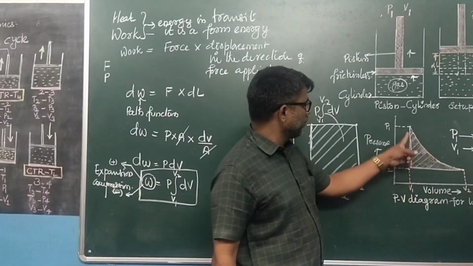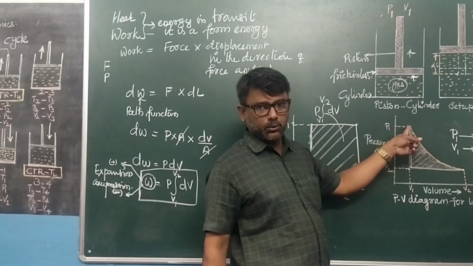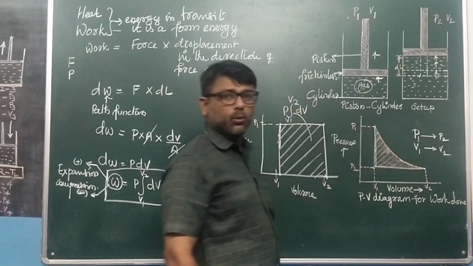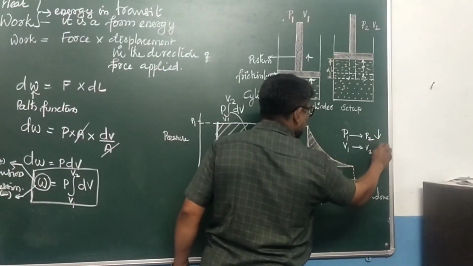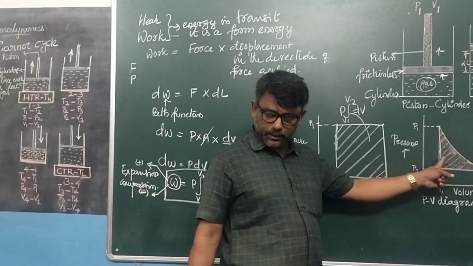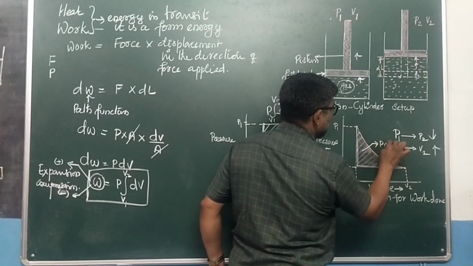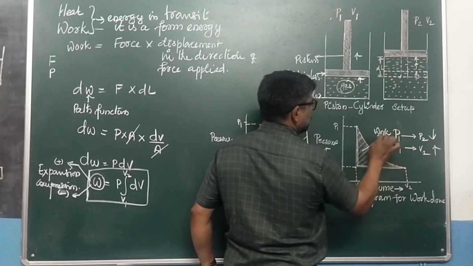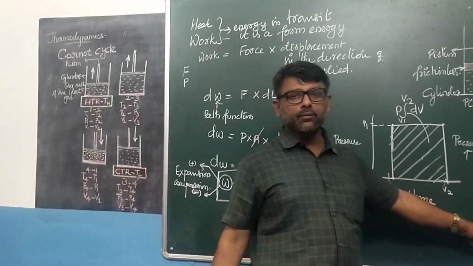Initial pressure P1, upon expansion, inside pressure goes to decrease to P2. Volume goes to increase to V2. Decrease in pressure, increase in volume. For such a case, this is the amount of work done, that is integral P dV, W, work done. This is the PV diagram for work done.